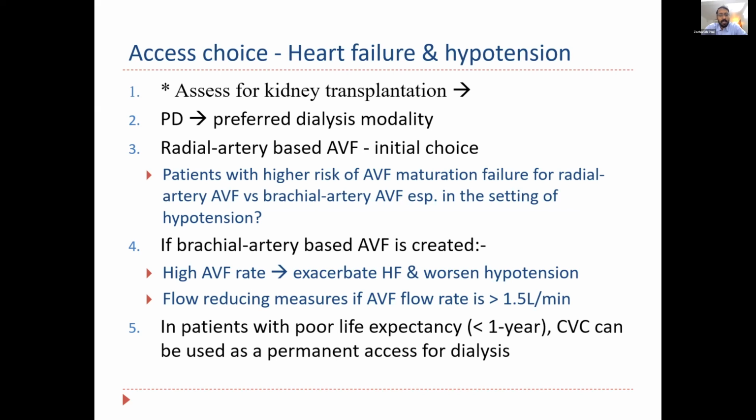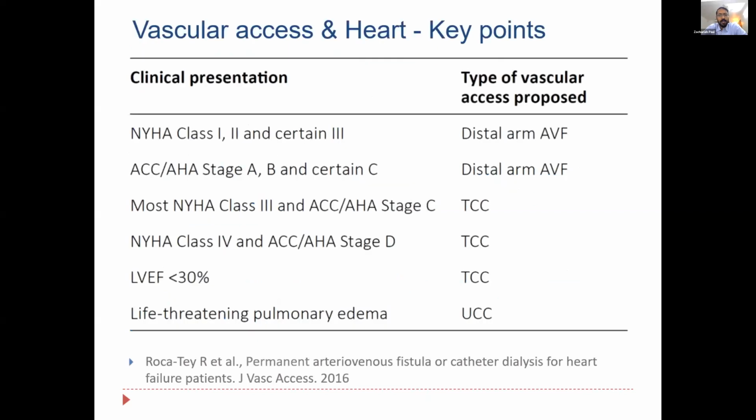And when you come to a patient with poor life expectancy or you have class 4 disease, always consider a catheter-based access. So this is a chart picked up from Roca et al.'s study, where, when you have patients presenting with NYHA class 1 and 2, distal arm AVF can be safely done. In class 1, even proximal AVF can be done, but you have to keep a watch on the patient. In class 3 and class 4, it is preferred that we go with a tunneled catheter.